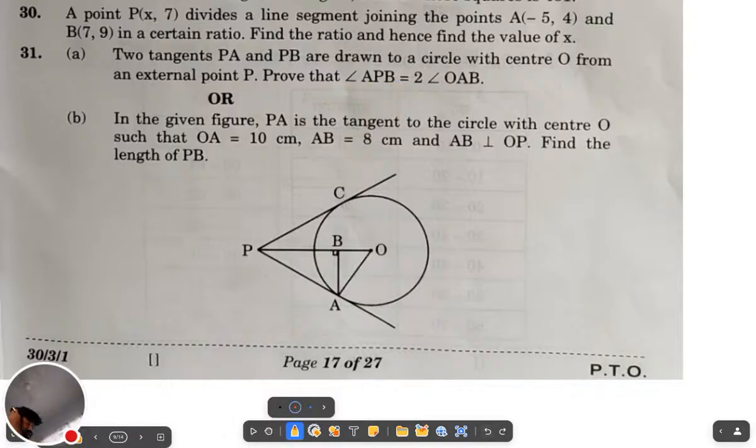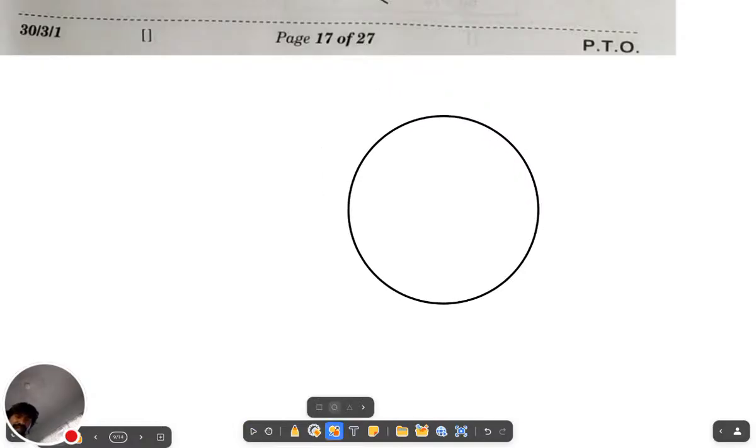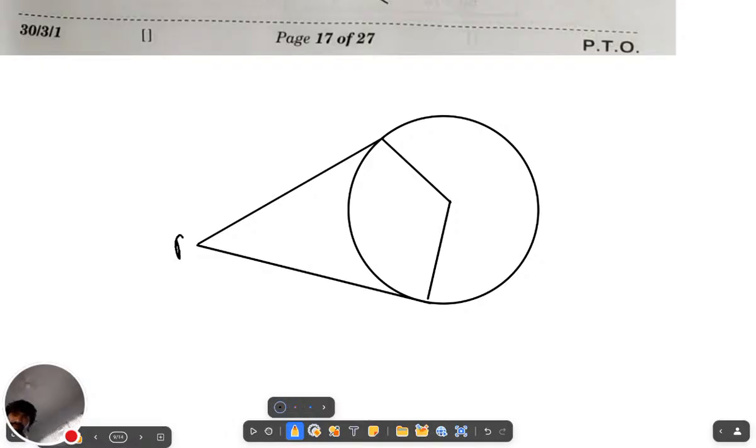So let's draw the figure. Two tangents are drawn from the external point P to a circle with center O. Let us draw a circle with center O and two tangents from the external point P, PA and PB. Now O is the center of the circle.